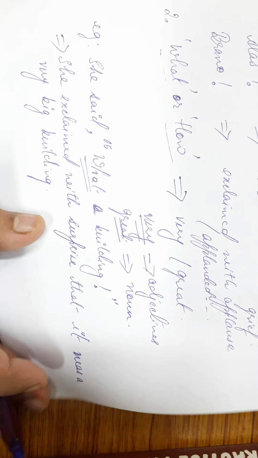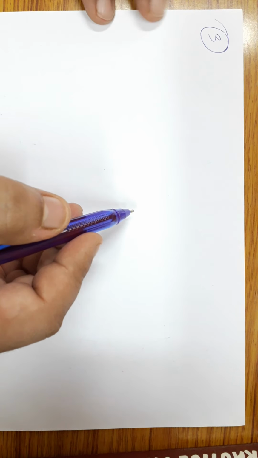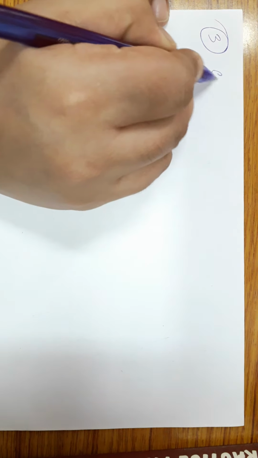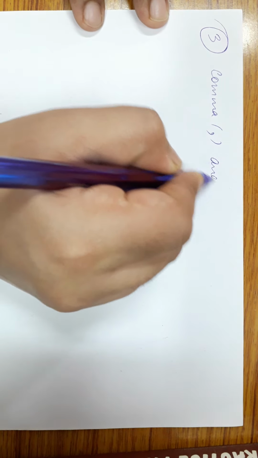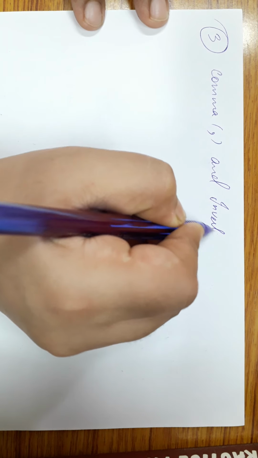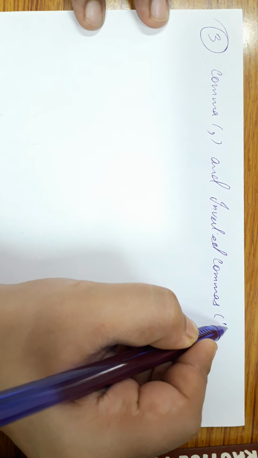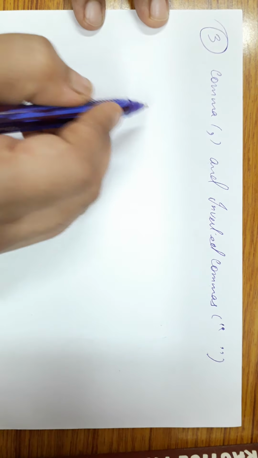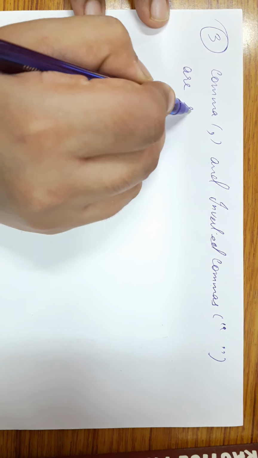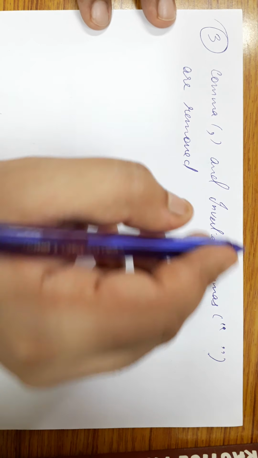Now, what are the changes that we make when we convert exclamatory sentences from direct speech to indirect speech? Number 3, that is, comma, comma, and the inverted commas, the double inverted commas, they are removed. This we have seen in normal sentences also.